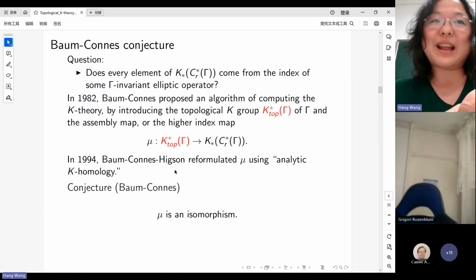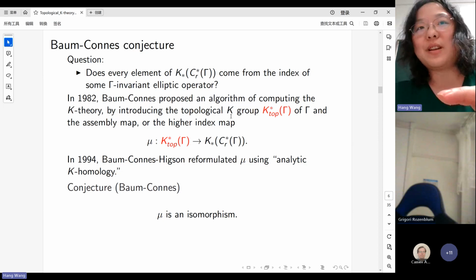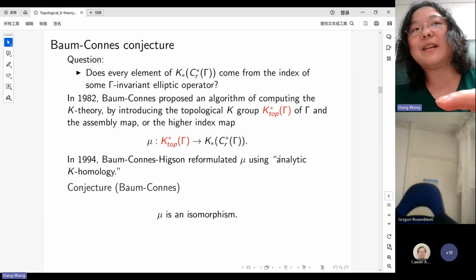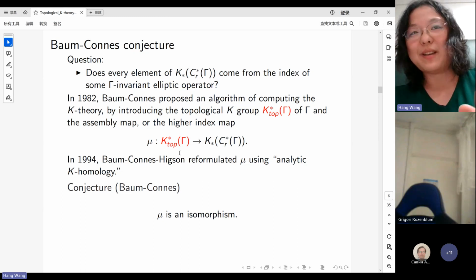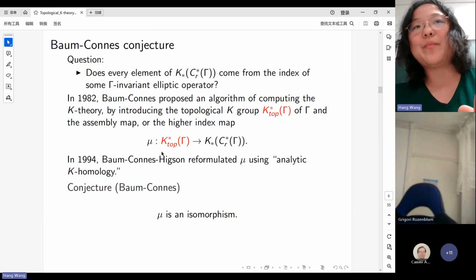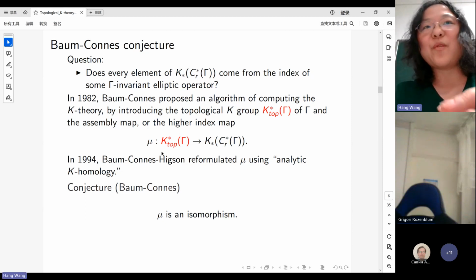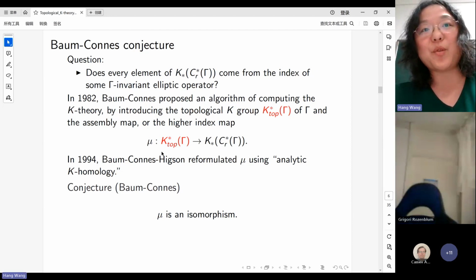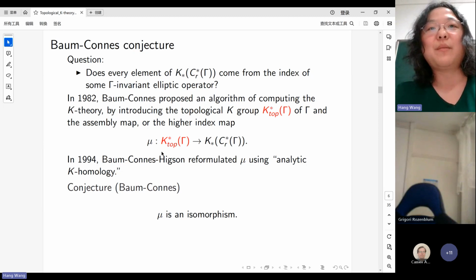In 1994, this map was reformulated using analytic K-homology on the left-hand side. In any case, Baum and Connes conjectured that this map is an isomorphism. Of course, it is proved for some groups, but widely open for many discrete groups.